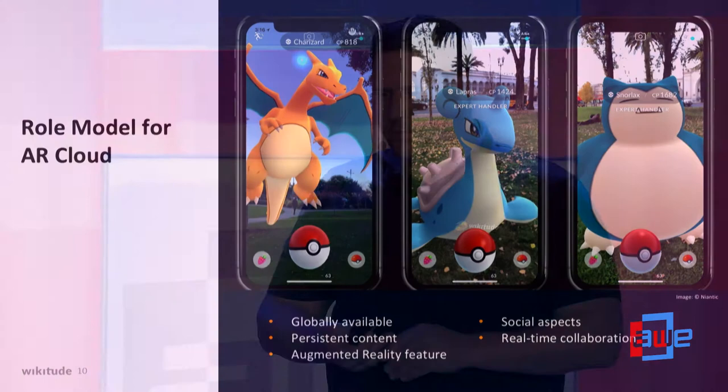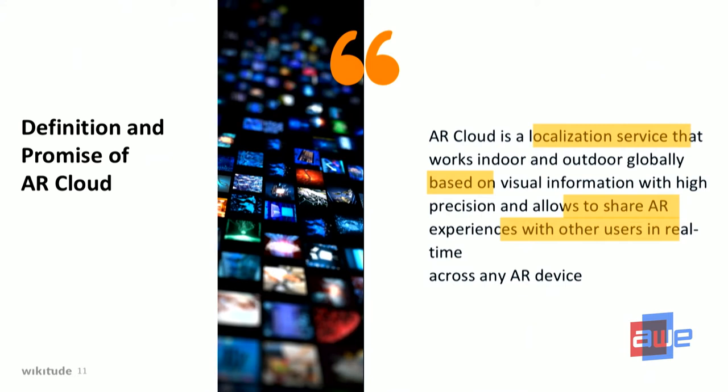If you look at the more formal definition that is made up by us, AR Cloud is a localization service that works indoor and outdoor globally based on visual information with high precision and allows to share AR experiences with other users in real time across any AR device. So if we take out the most important parts, localization service, and you also can see that PowerPoint seems to render stuff very differently on my laptop and on the presentation screen. So the highlighted word here is localization service. It's a localization service globally that allows us to share AR with high precision. That's the keyword here. And we can share that in real time across any AR device. Wow, the last one worked.